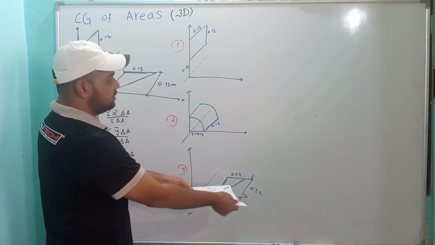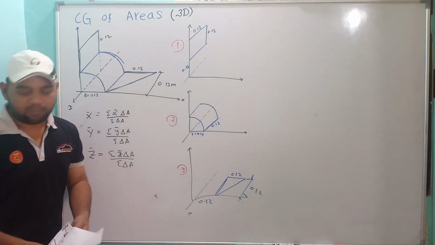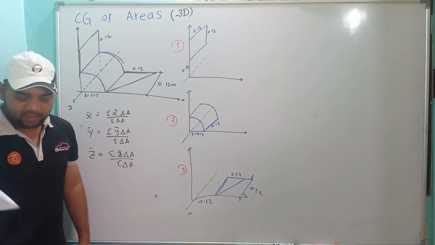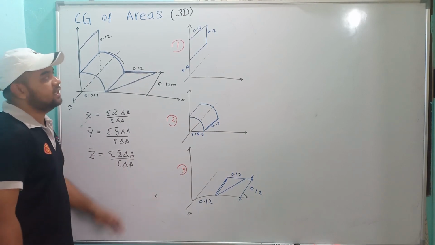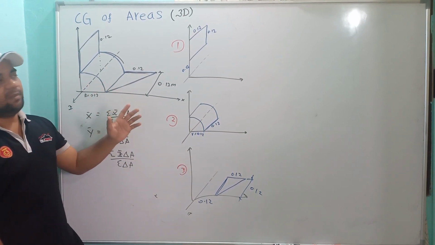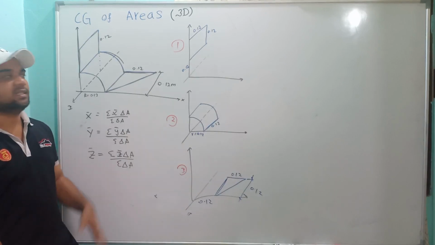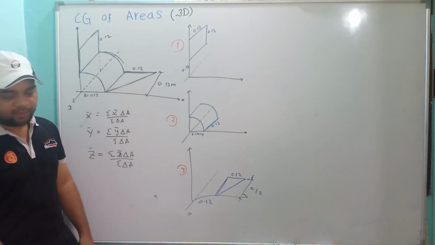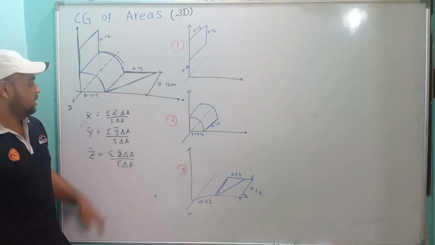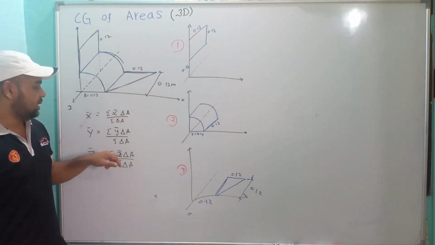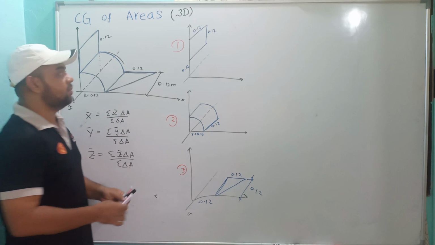So we have 3 simple components where we can determine the location of their x, y, and z bar, and then we put in the calculation. We can have the big x, y, and z for the whole component. So what we need here is the x bar, y bar, and z bar, and also the delta A. So we go one by one.